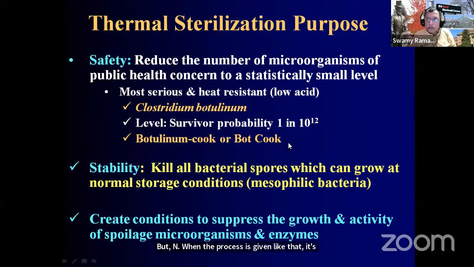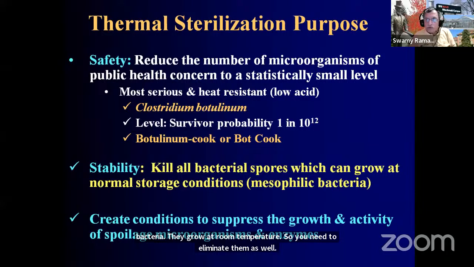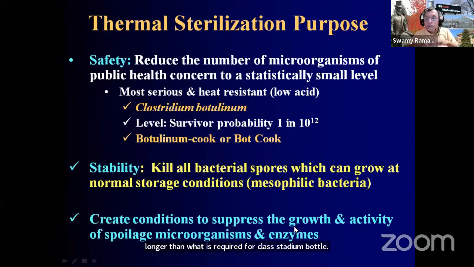From a stability point of view, this minimum is there, but sometimes we may have to give an even more intense process, because not only do we need to kill Clostridium botulinum, we also have to kill other spore-forming spoilage bacteria. They may not be harmful, but they will spoil the product, especially when it is at room temperature. These are called mesophilic spore-forming bacteria. They grow at room temperature, so you need to eliminate them as well. Otherwise, the product is going to spoil. So from a stability point of view, you may need to cook even longer than what is required for Clostridium botulinum. After that, we create conditions inside the can to suppress other activities.